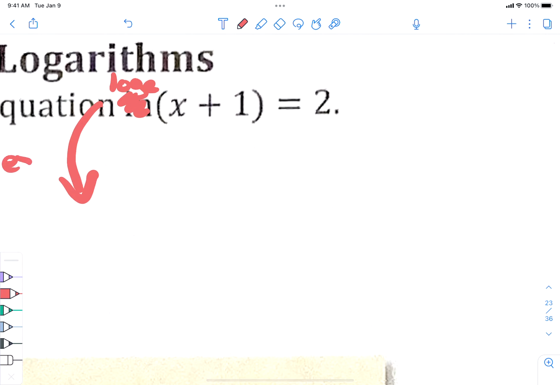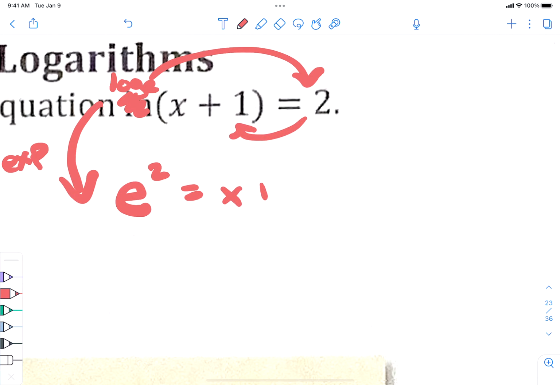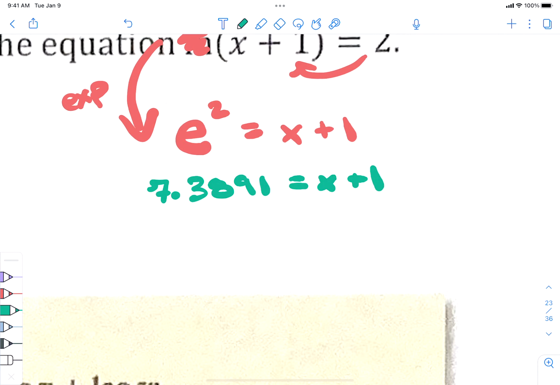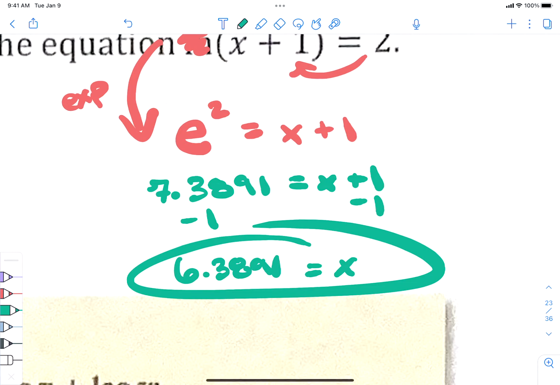So we're going to make this an exponent, okay? E to the second power equals this stuff, right? We switch them around, okay? Now it's easy, right? I can just solve for x. What is e to the second power? 7.3891, okay, equals x plus 1, and then what? Minus 1. You can do that in your head. X equals 6.3891. Okay, so when you get stuck, always switch it to the other form, right? If it's an exponent, you switch to a log. If it's a log, you switch to an exponent, and then you can solve it.